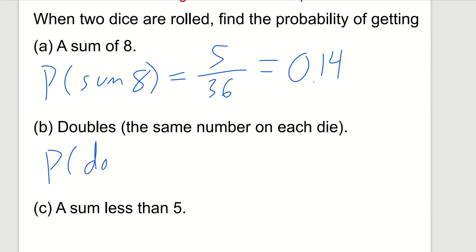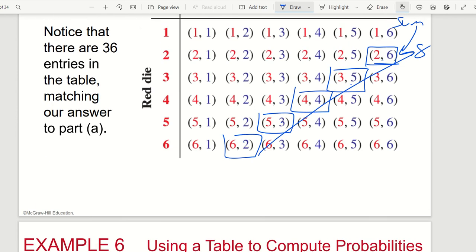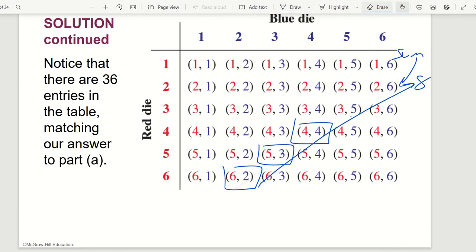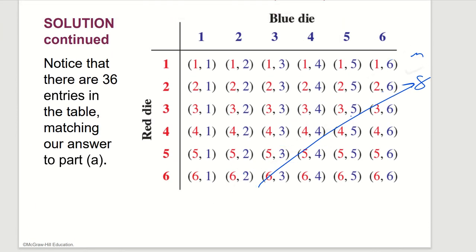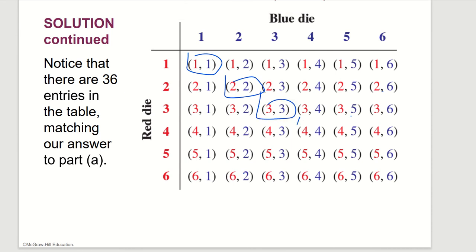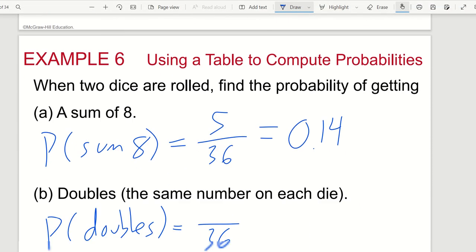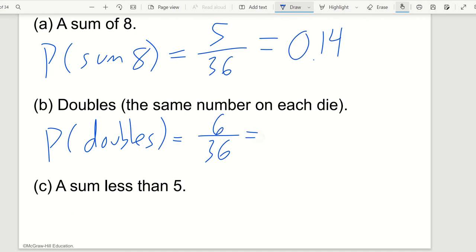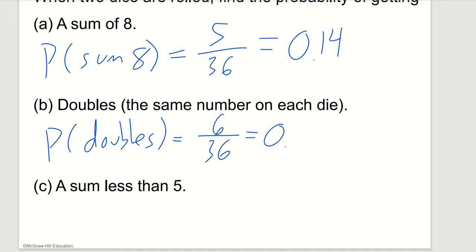What's the probability of doubles? Well, in order to get doubles, the 2 dice need to be the same. There are 6 potential ways that could happen. They could be the 1 and the 1. So both dice could show a 1, or a 2, or a 3, or a 4, or a 5, or a 6. So that's going to be 6 out of 36, which would have probability 0.17.